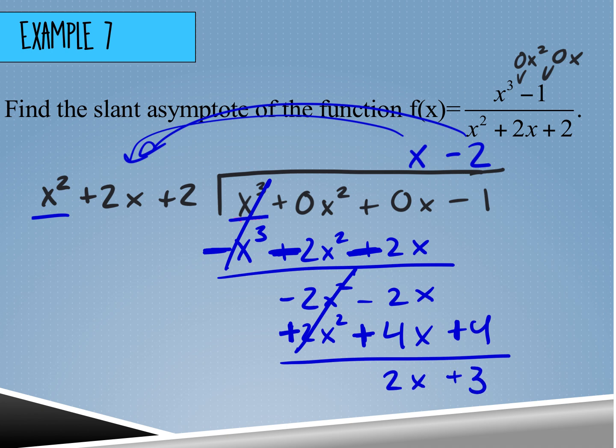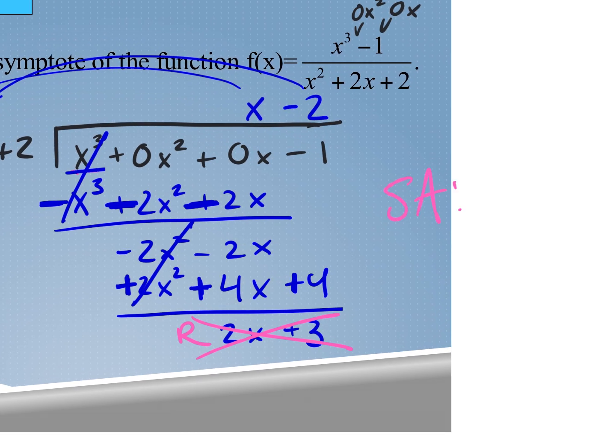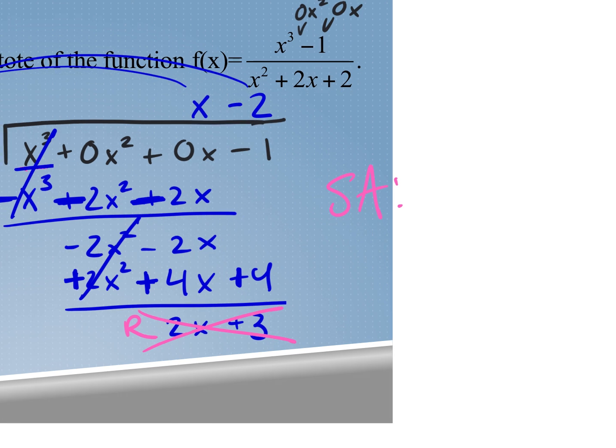Can I divide 2x by x squared? No. So this would be our remainder. And what do we do with the remainder? Throw it out. Drop it. Get rid of it. What would our slant asymptote be here? Y equals x minus 2. Awesome. Y equals x minus 2.